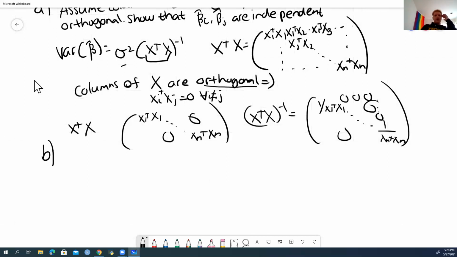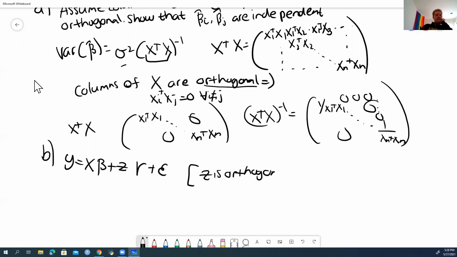Next, okay, so let's say we have y is equal to x beta plus z gamma plus epsilon. And we're saying that, so this is an extra term. So I believe that x is still orthogonal with each other. And we're saying z is also orthogonal to the columns of x.